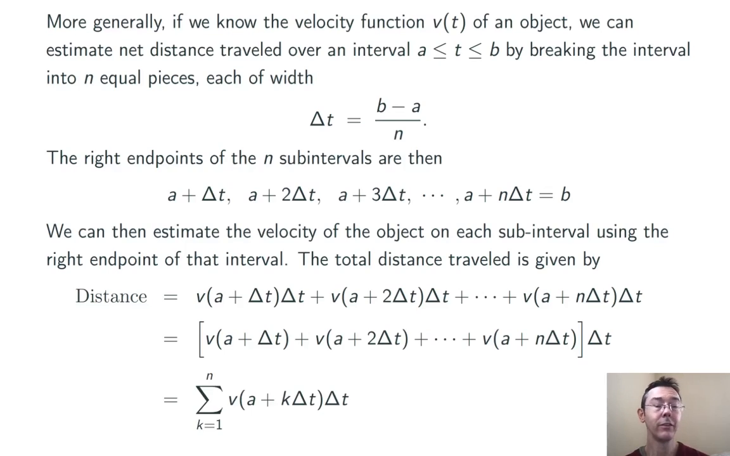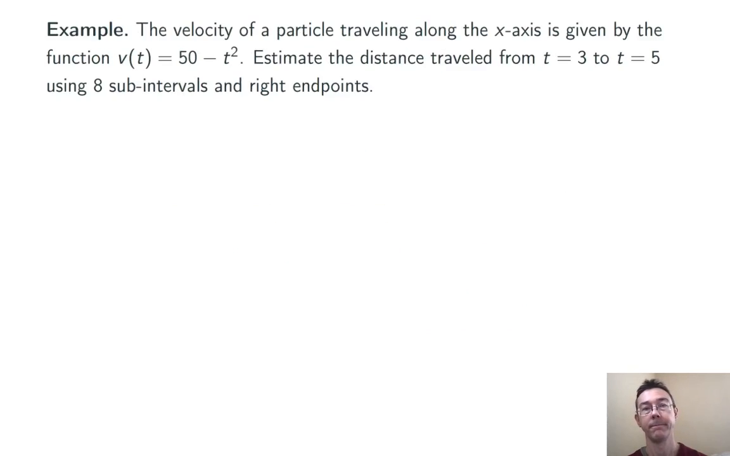If we want to write this in sigma notation, we can do so. Sum from k equals 1 to n of v of a plus k delta t times delta t. This will get useful once we start trying to establish the definite integral. For the moment, we can pay less attention to that last line.